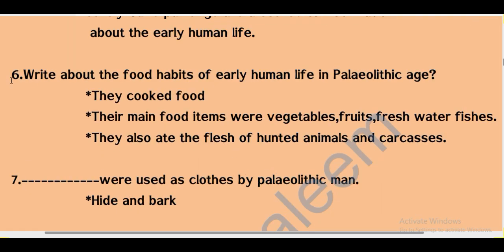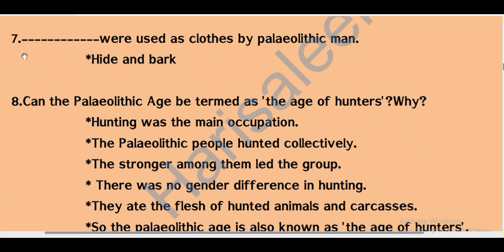Next question: write about the food habits of early human life in Paleolithic age. Answer: they cooked food. Their main food items were vegetables, fruits, fresh water fishes. They also ate the flesh of hunted animals and carcasses. Next, dash were used as clothes by Paleolithic man. Answer: hide and bark.